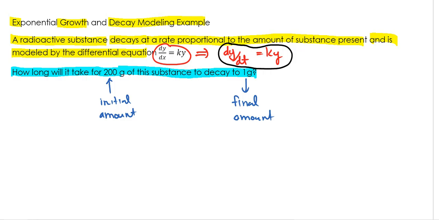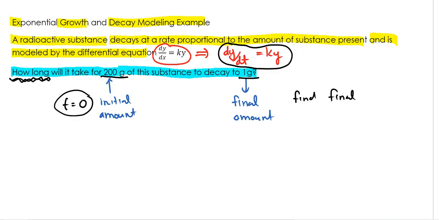And I guess this question has to do with time, right? So your initial amount is when your time is going to be equal to 0. That's your initial time, right? Because at the beginning your time should be 0. And then after some time, I don't know how long, it might be a few years, we want to know how many years it will take for us to go from 200 grams down to 1 gram. So we need to find the final time in a problem like this.